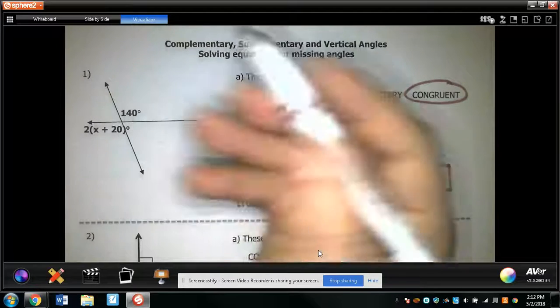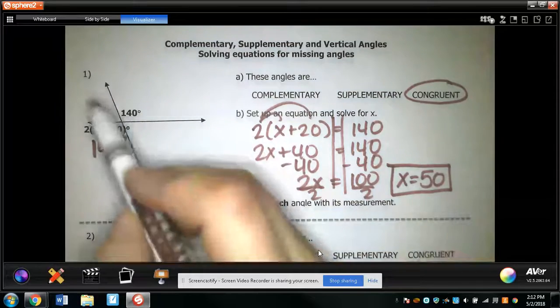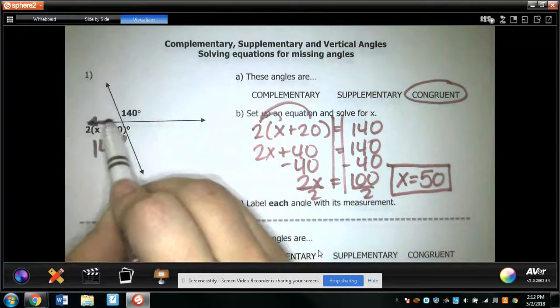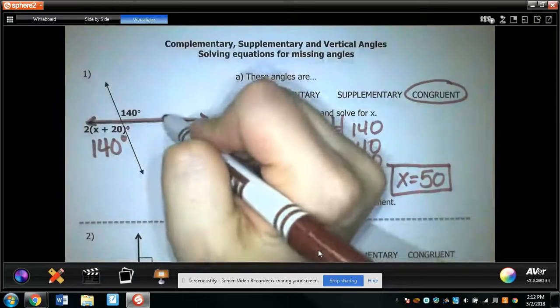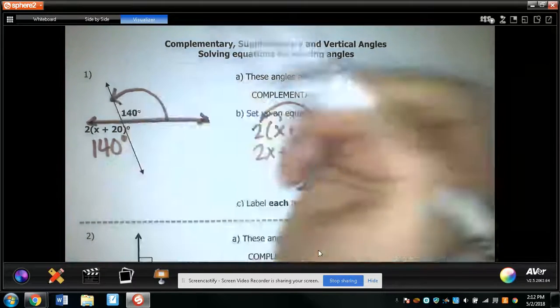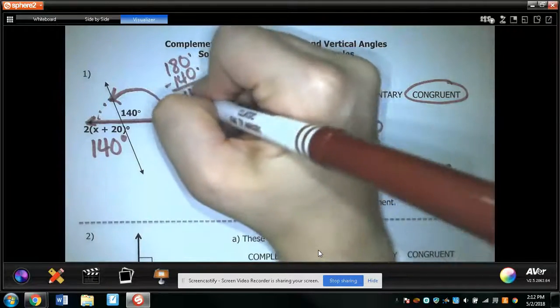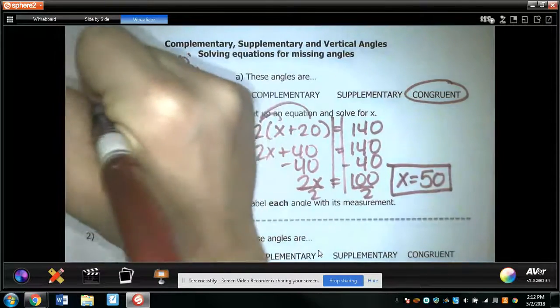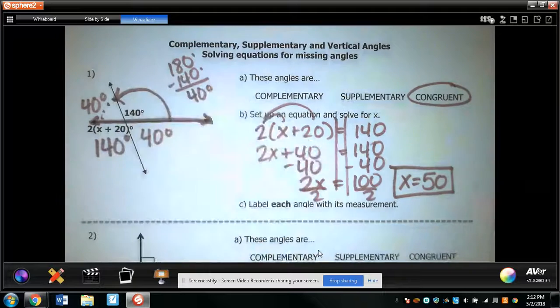So since this one's 140, I know that this one's 140. And since I recognize that there is a straight line right here, and straight lines add up to 180, and I know I already used up 140 degrees to start this straight line, I know that 180 minus 140 degrees means that this missing angle needs to be 40 degrees. And since this missing angle is 40 degrees, then its congruent vertical angle is also 40 degrees.